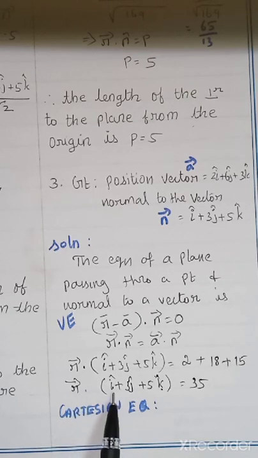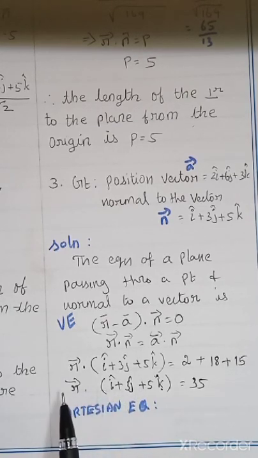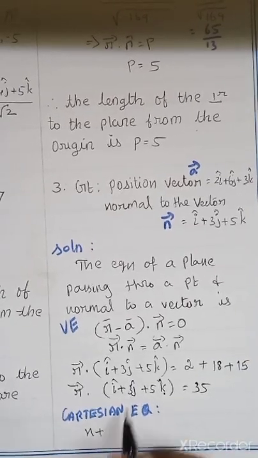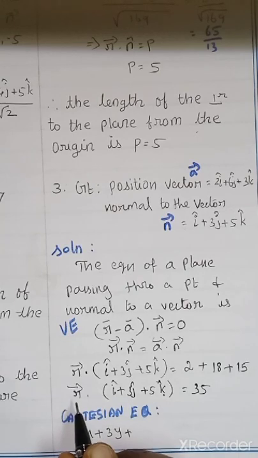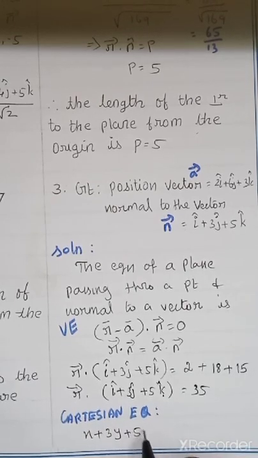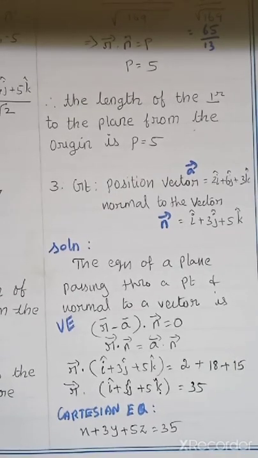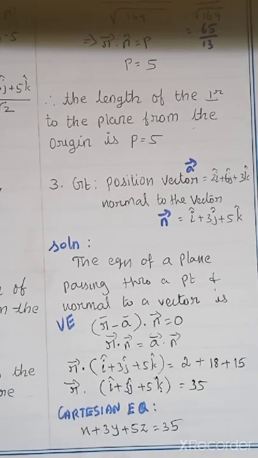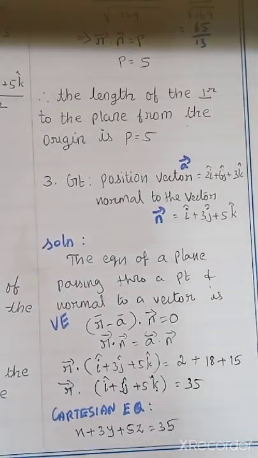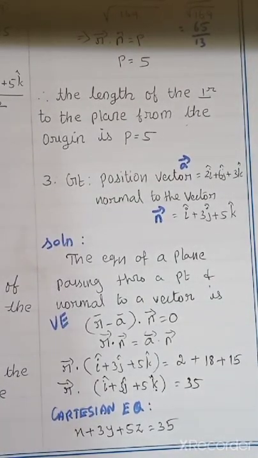Correct? And this one. So when we multiply this and this, 1 into x, x; 3 into y, 3y; 5 into z, 5z, equal to 35. This is your Cartesian equation. Is that clear? So what is your r vector? xi plus yj plus zk.